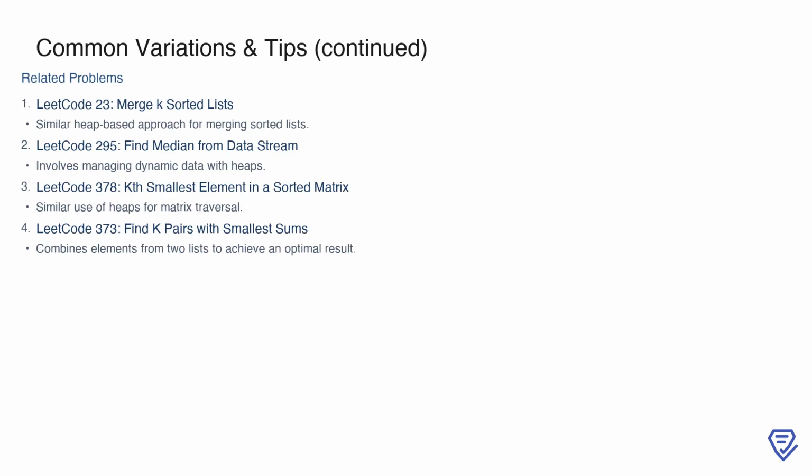This problem also shares similarities with several other challenges on LeetCode, making it a great opportunity to build transferable skills. For instance, LeetCode 23, Merge K-Sorted Lists, uses a similar heap-based approach for merging multiple sorted lists efficiently. LeetCode 295, Find Median from DataStream, involves managing dynamic data with heaps, which can help reinforce your understanding of heap operations. Another related problem is LeetCode 378, Kth Smallest Element in a Sorted Matrix, where heaps are used for matrix traversal. Lastly, LeetCode 373, Find K Pairs with Smallest Sums, combines elements from two lists to achieve optimal results.